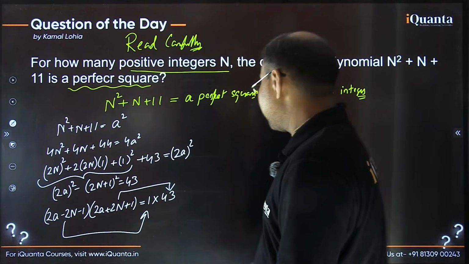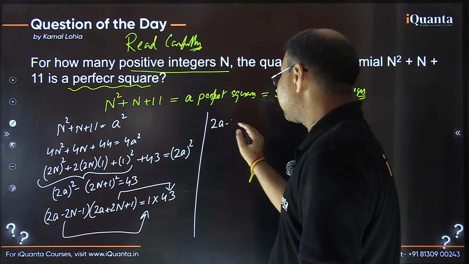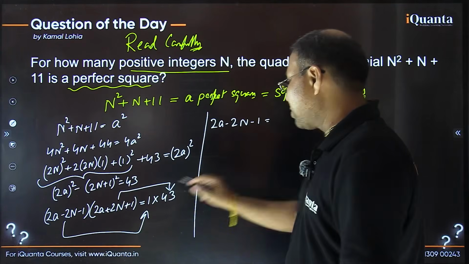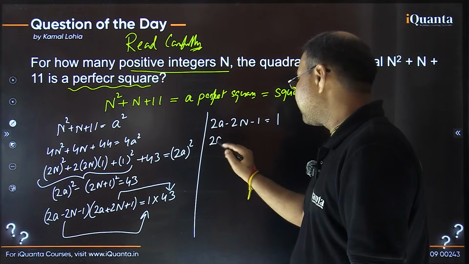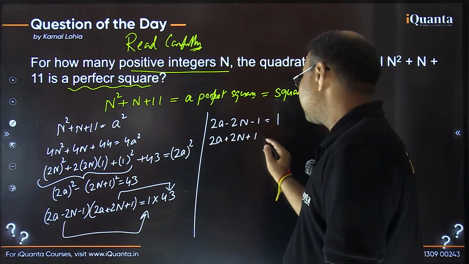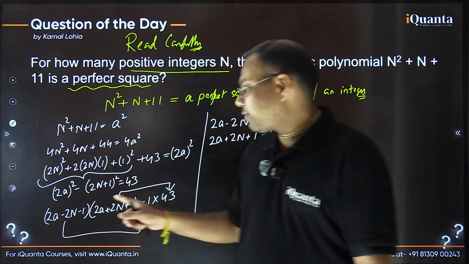And let me write it to make it simpler for you. This 2a minus 2n minus 1 equals 1. And the second equation we have is 2a plus 2n plus 1 equals 43. I hope this part is very clear, why I have taken this to be 1 and this to be 43.